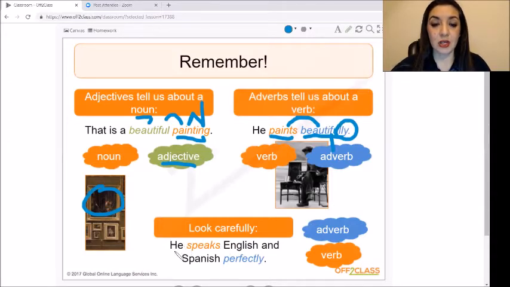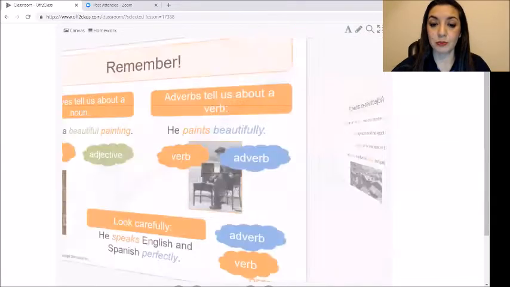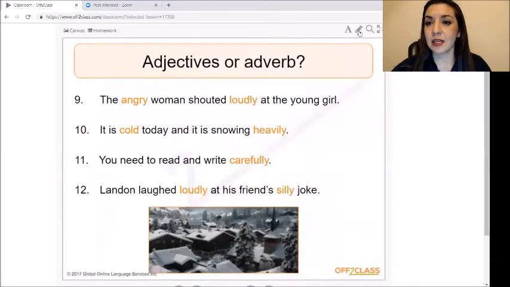Look carefully. He speaks English and Spanish perfectly. So on this one, the adverb comes later, after the noun. So here we have the verb, the nouns, and then the adverb. So there are many ways you can use adverbs in a sentence. Okay, so let's figure this out. What is an adjective and which is adverb?